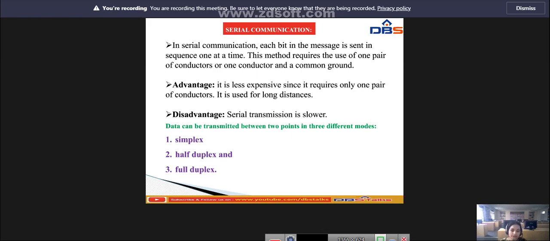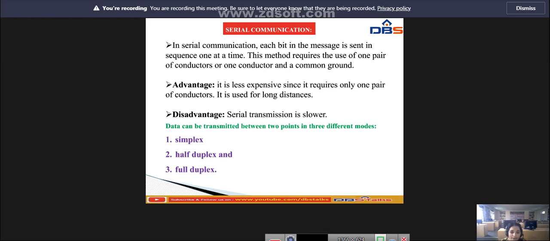Next, disadvantages. What are the disadvantages? Serial transmission is slower, so it communicates very slowly, but it can communicate over a long distance. So it is very slow in transmission. This is the disadvantage.